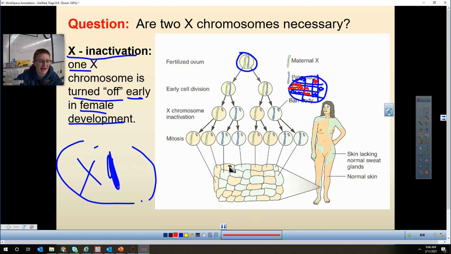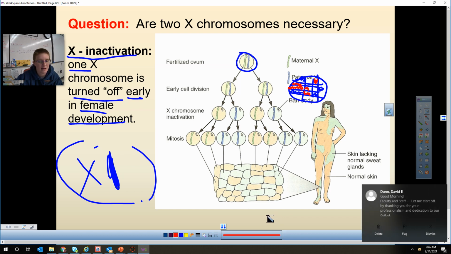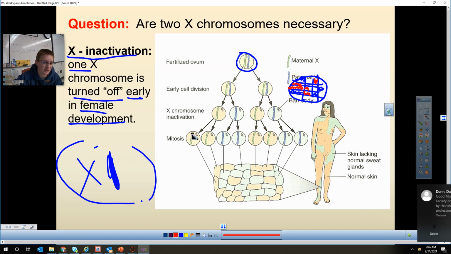And so what you get is a patchwork of some cells that turned off mom's X chromosome and some cells that turned off dad's X chromosome. And that can create a weird mosaic, because if there's a problem with one of these chromosomes, like it seems like dad's sex chromosome, or was it mom's sex chromosome, did not produce sweat glands. So this sex chromosome has a problem with the sweat glands. And so half of this woman's cells are going to have a problem with the sweat glands, and half of her cells are not going to have a problem with the sweat glands. Those will be normal cells. I think I got that mixed up, but it doesn't matter.